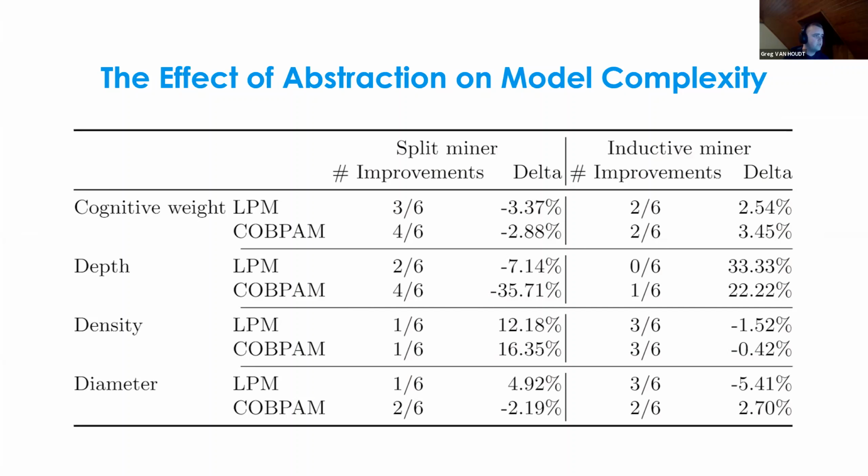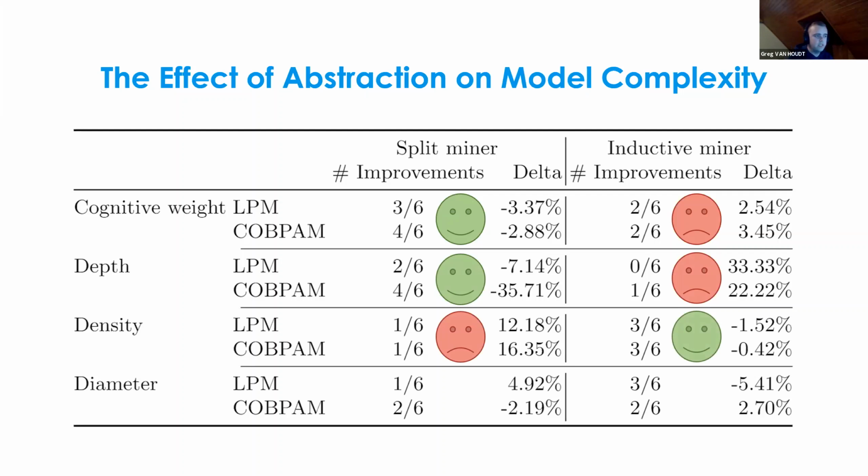You can see the 4 metrics to the left divided by LPM and COPAM, the abstraction pattern miners, and the split miner and inductive miner. Do consider a negative delta here is an improvement because we want to reduce complexity, of course. And we can see that cognitive weight shows a reduction in complexity with the split miner, but an increase in complexity with the inductive miner. The same thing for depth, but then for density, it was the other way around all of a sudden. There, the split miner showed an increase in complexity and the inductive miner actually a reduction. And diameter, well, with our experimental results, we cannot even see a clear correlation with either type of miner.